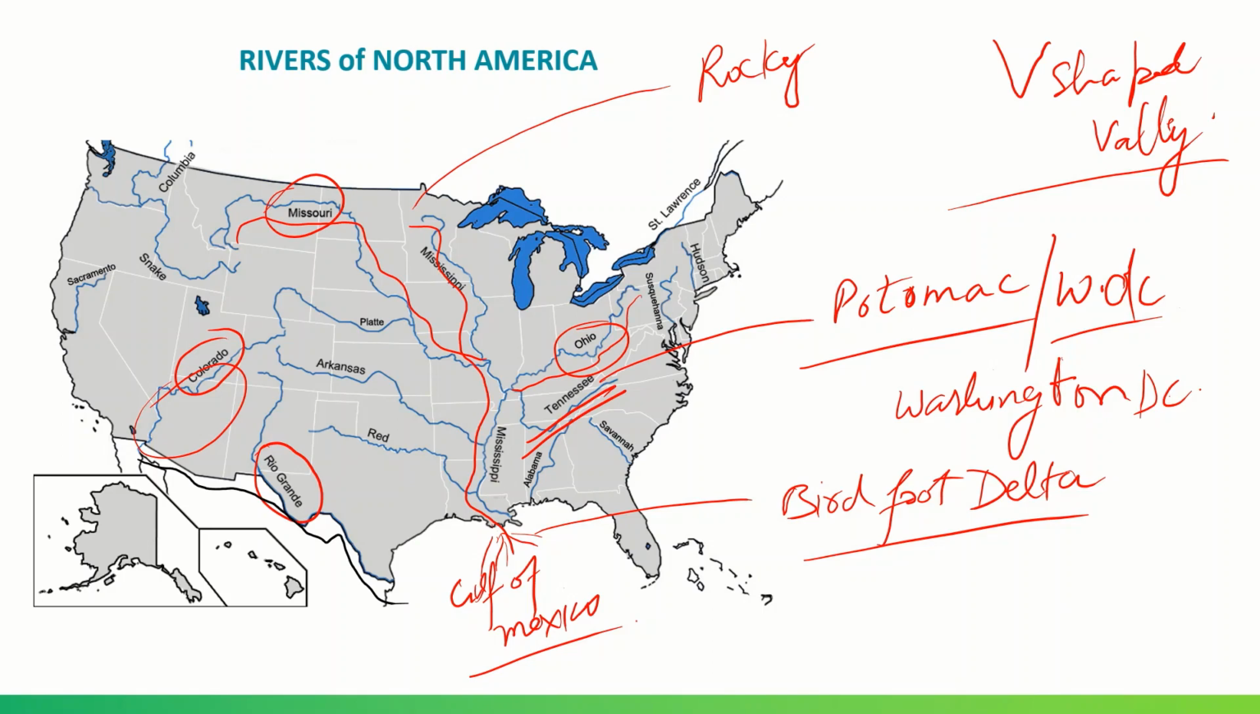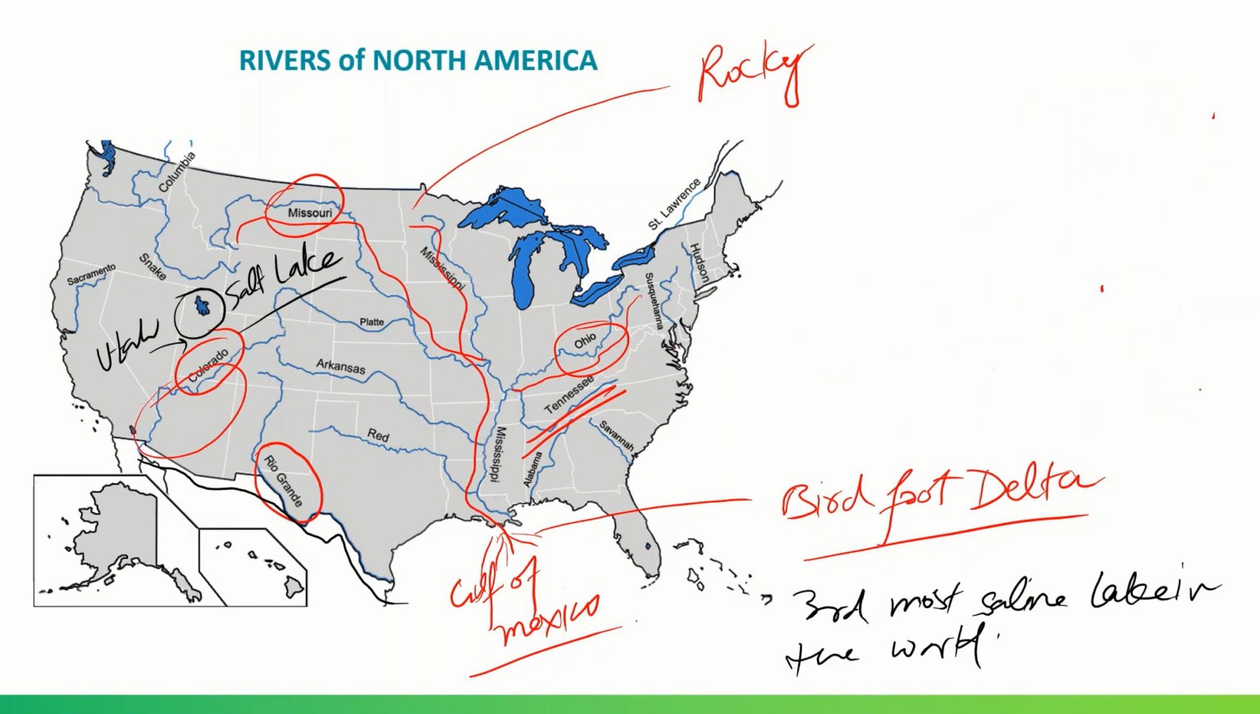Here in Utah, one of the states of America, a lake is situated which is called Great Salt Lake. And there is an important point about this Great Salt Lake, that this lake is the third most saline lake in the world. Now a question may arise in your mind: which lake is the most saline lake in the world? Your answer would be Van Lake of Turkey.